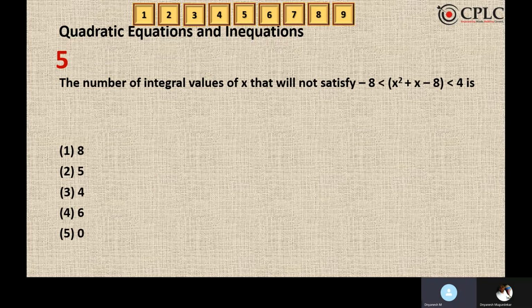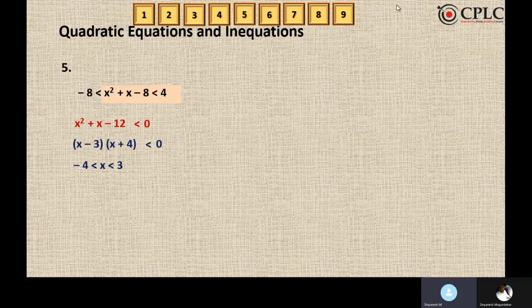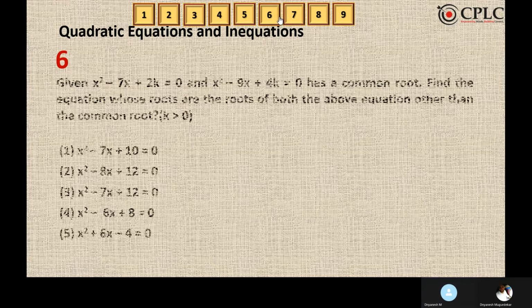Fifth one, there is something wrong with this question in terms of representation. So we'll skip this for a while and we'll go to the next one.